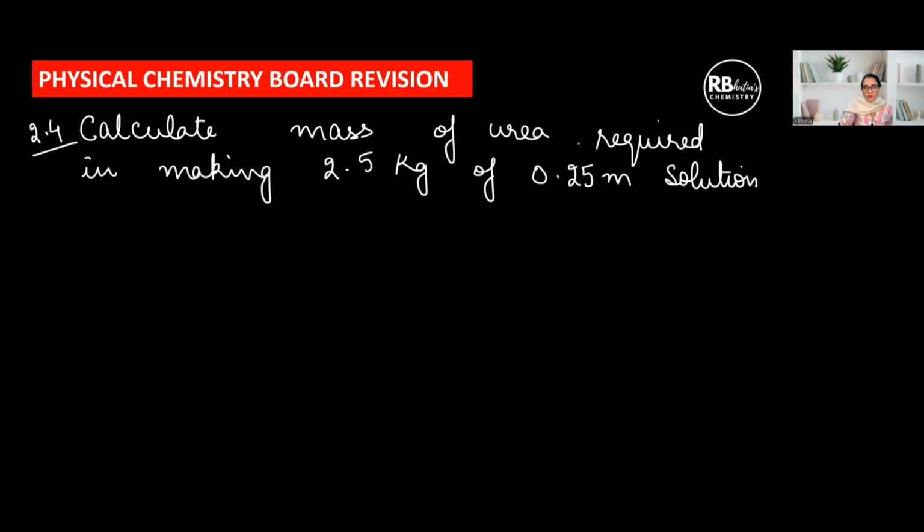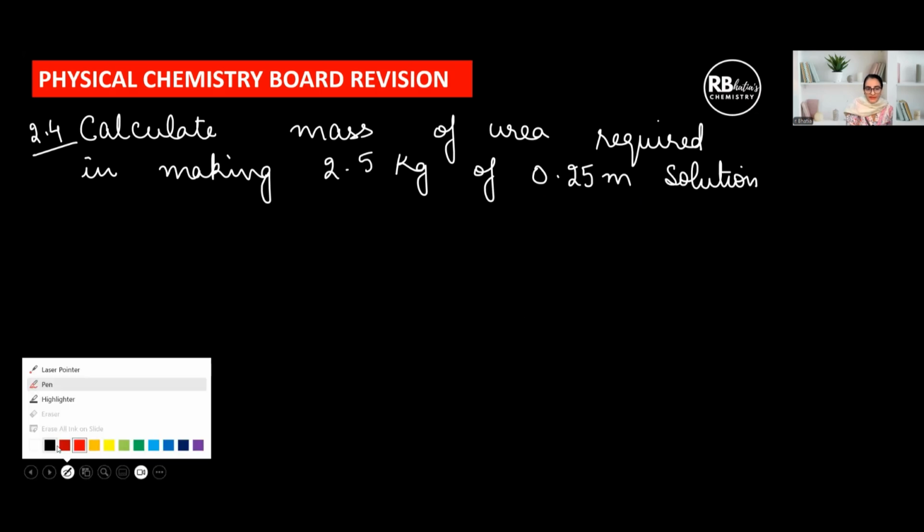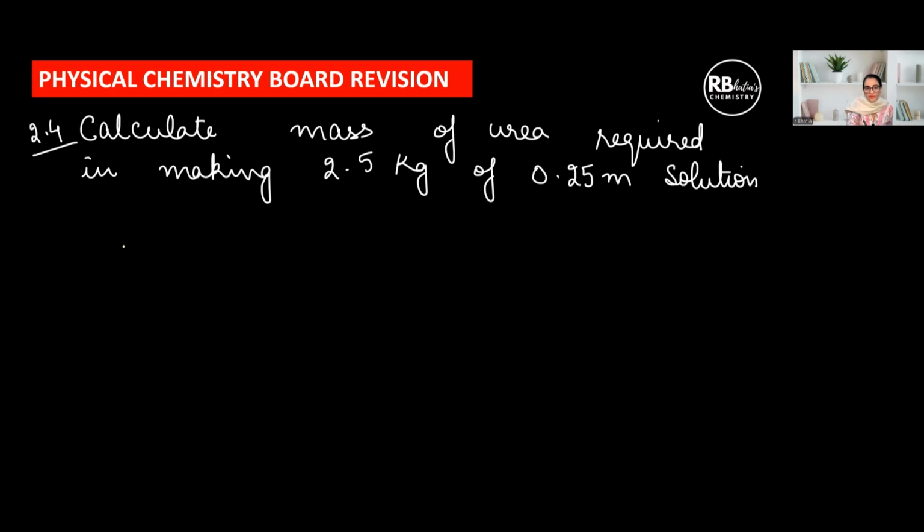Then one question that children generally make a mistake in: calculate the mass of urea required in making 2.5 kg of 0.25 molal solution. A very commonly made mistake. This is an NCERT in-text question. So what I want to bring to your notice is that this is a 0.25 molal solution, right? So either do it by the detailed description if you've learned it that way, or I'm explaining to you how to do it by the formula method.